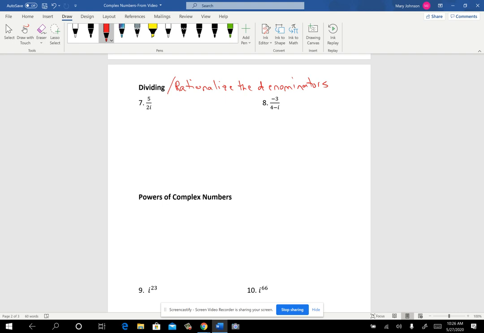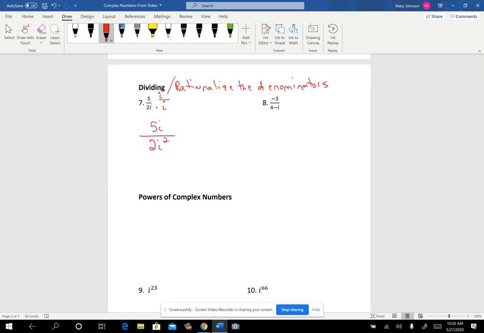It's not considered simplified if you still have radicals in the denominator and you don't see the radical, but the I really is a square root. It's really the square root of -1. So here's the idea. We're going to multiply by I on the bottom on number 7. But if we do that, to make it mathematically okay, we're going to multiply on top by an I. So that means we'll have 5I on top, and on the bottom we'll have a 2I squared.